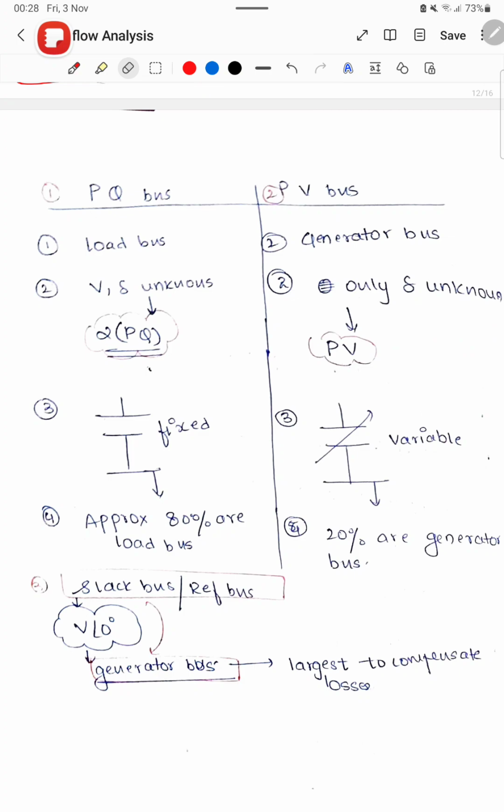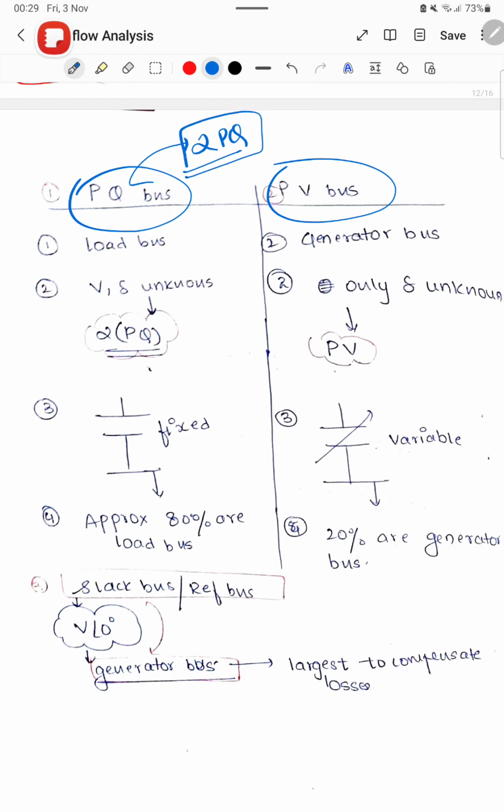In questions you can see it in a couple of ways. It can directly say X number of PQ and Y number of PV buses, or it can say that some 10 generator buses are there. In that case you have to understand that generator bus means nothing but PV bus, and if 5, let's say, load buses are given, you have to understand that 5 are nothing but load buses, PQ buses. So whenever a PQ bus is added, in the Jacobian matrix you will see that 2 PQ gets added.